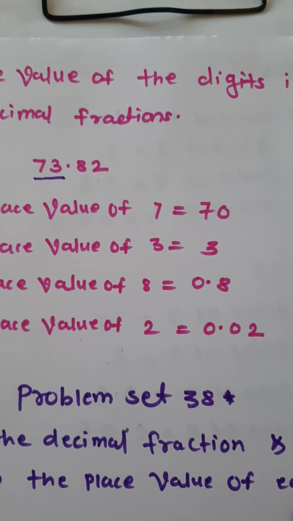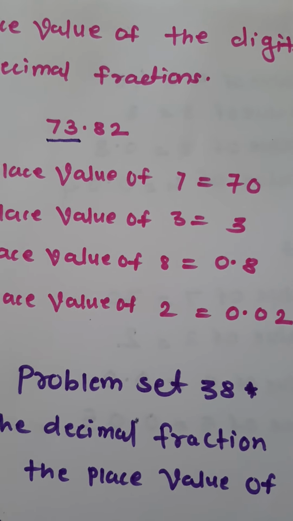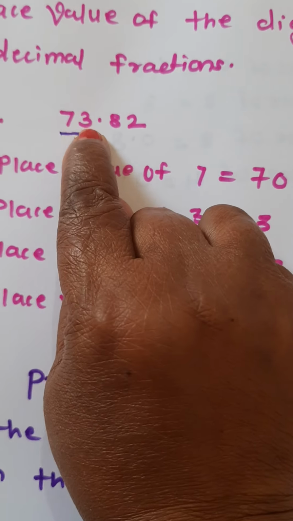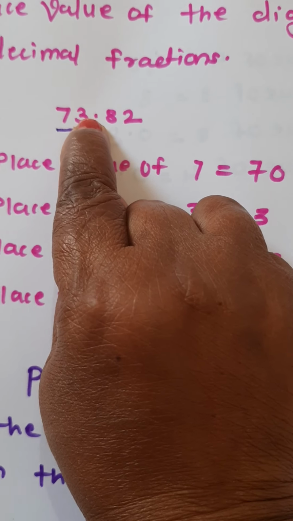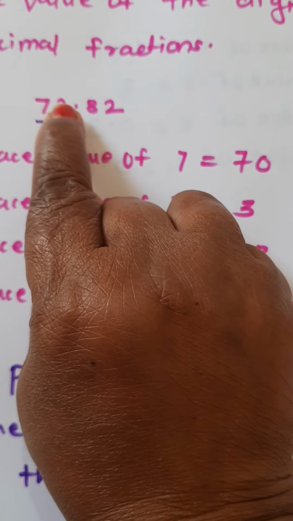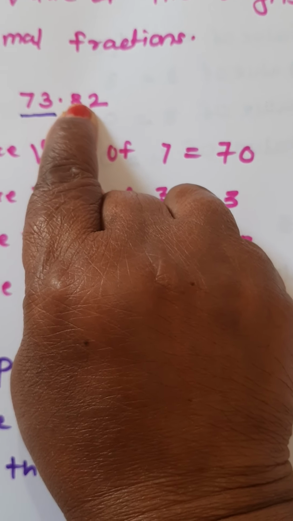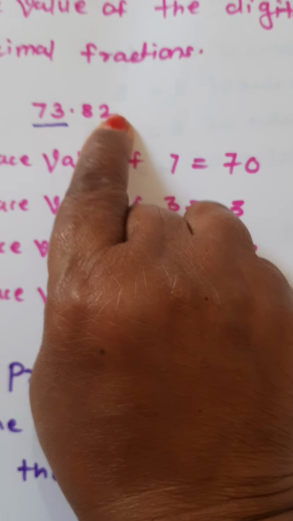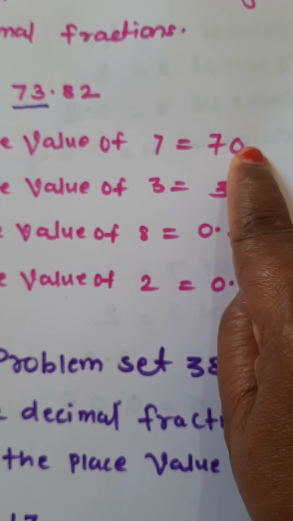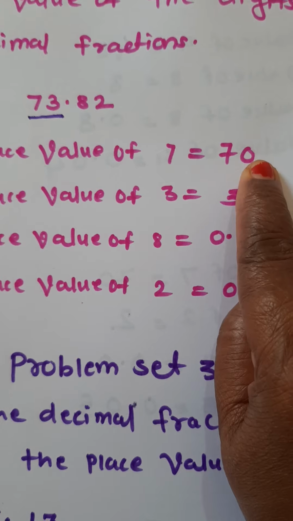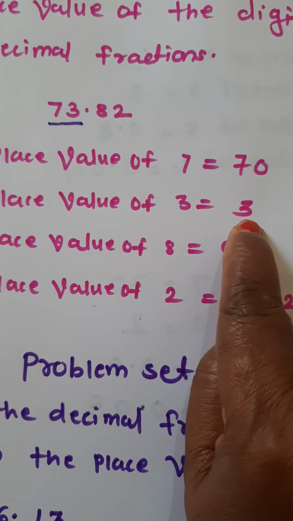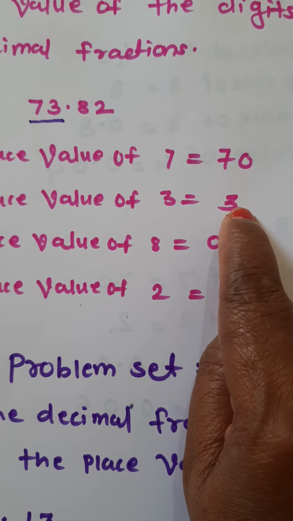Let's see this example, 73.82. Now see 73 whole number, 3 is present at unit place, 7 is present at tens place. After the point first place is tenths and second place is hundredths. So now place value of 7 is 70. Why? Because it is present at tens place. And place value of 3 is 3. It is present at units place.